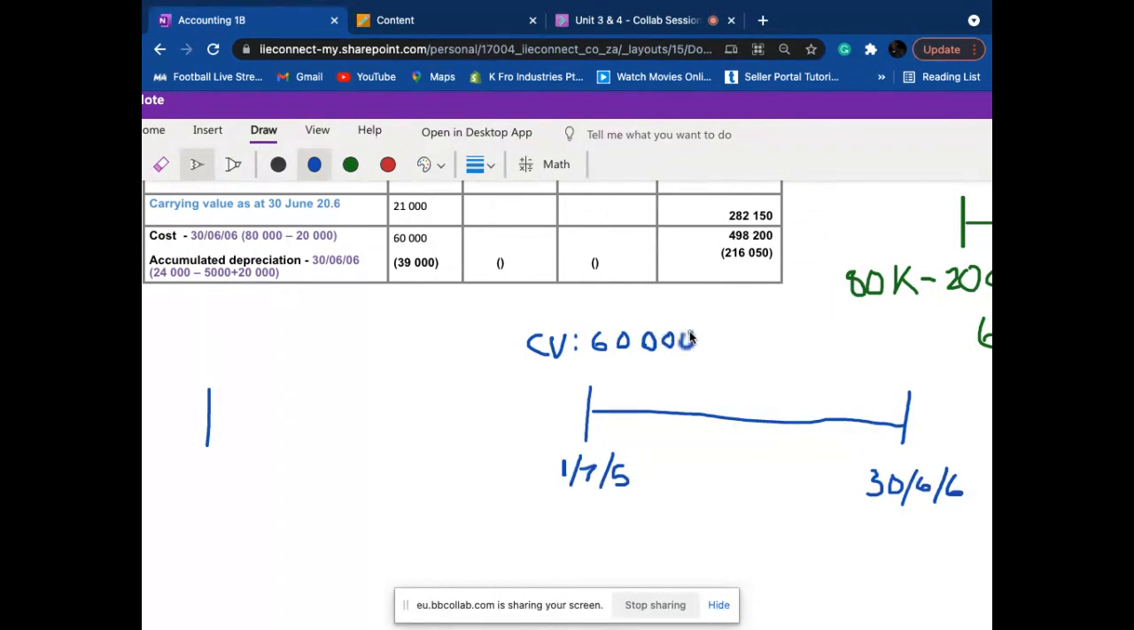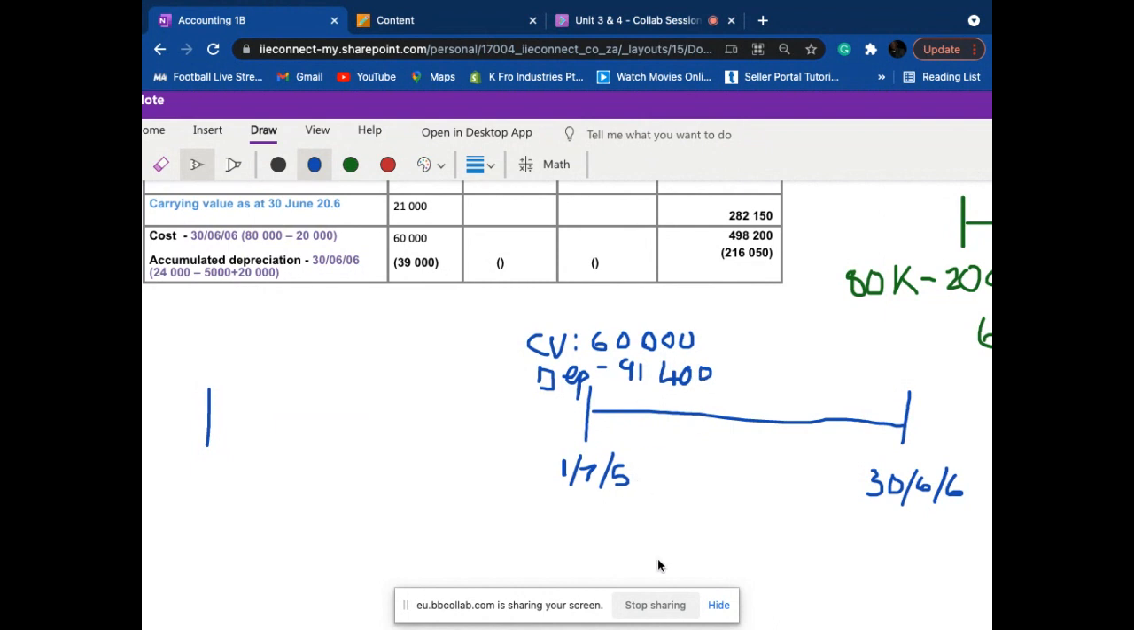Depreciation was how much? 91,400. That I'm gonna have to write out. Okay, and what else do they tell us? We sold it on credit for 55,000.